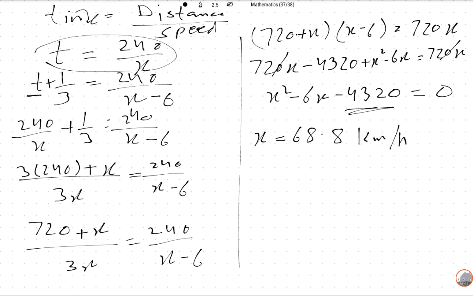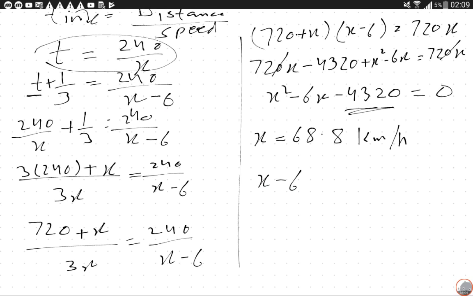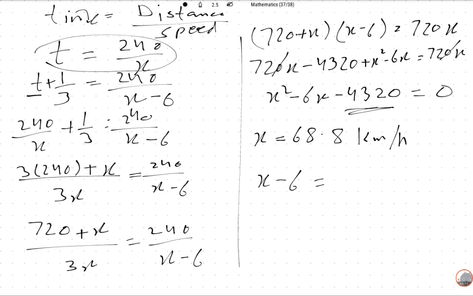So x minus 6 in the return journey is equal to 68.8 minus 6, which is 62.8 kilometers per hour. So this is the required answer.